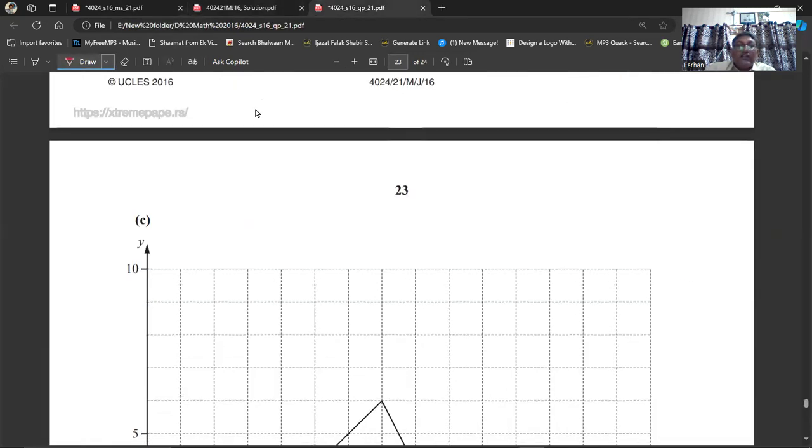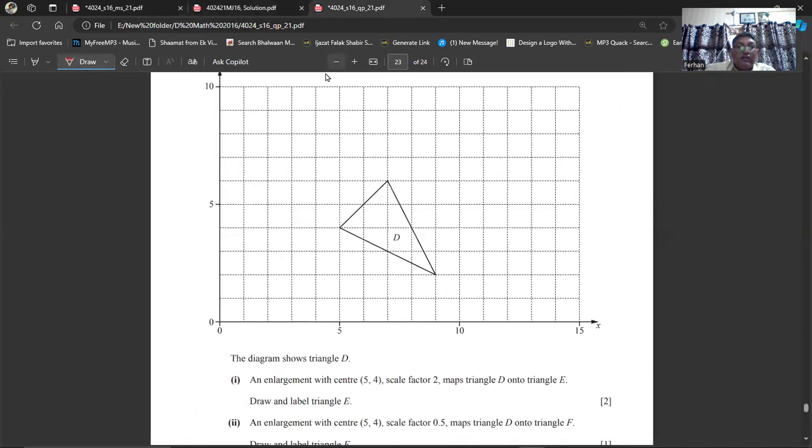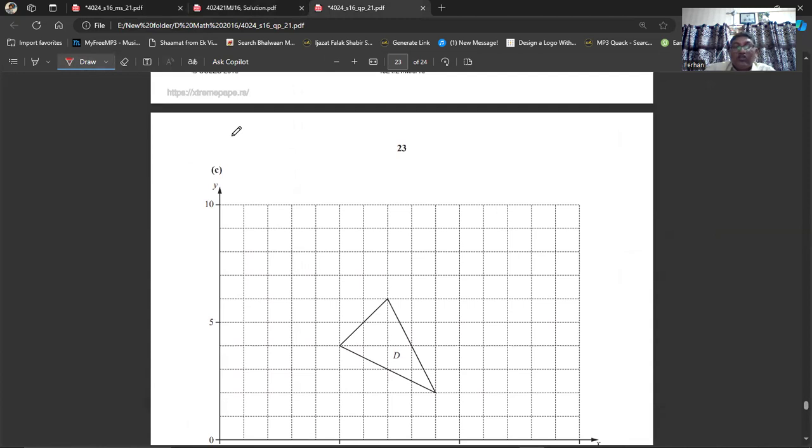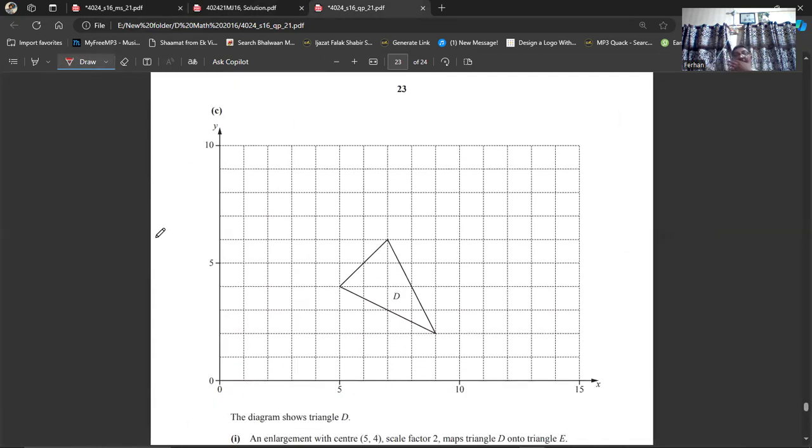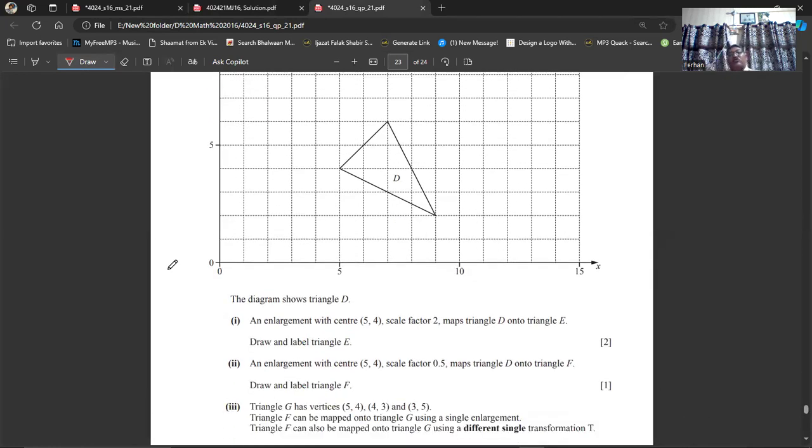Now we are going to the next part, the C part of question number 11. Here we have a triangle D, which is given here. He says the diagram shows triangle D and an enlargement with the center (5, 4). (5, 4) is here. This is the center of the enlargement. The scale factor is positive 2. Map triangle D onto triangle E. Draw and label triangle E. Because the scale factor is positive, one of the vertices of this triangle itself is the center of the enlargement.